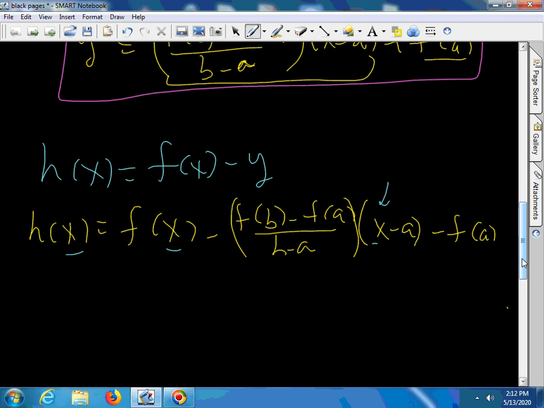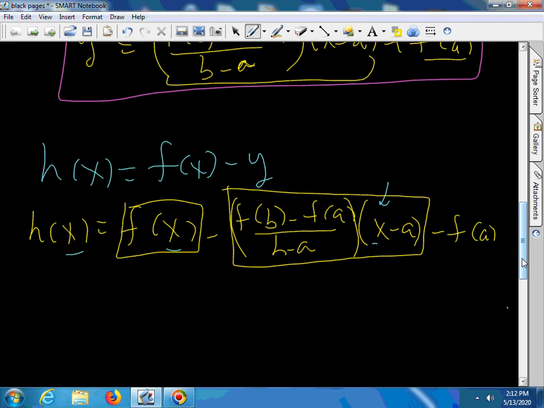Now let's see. I guess we should say this. f of x is given to be continuous on the interval ab. This here is a line which is continuous everywhere, in particular on the closed interval ab. And this is a constant. It also is a line, y equals 7. It's a line, and it is continuous everywhere, and particularly on the closed interval ab.